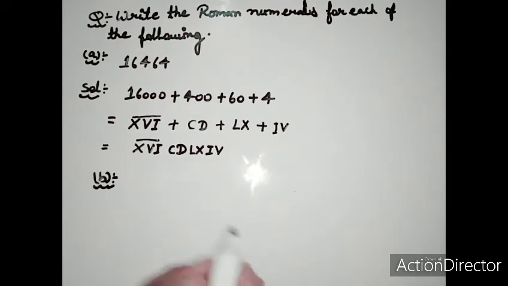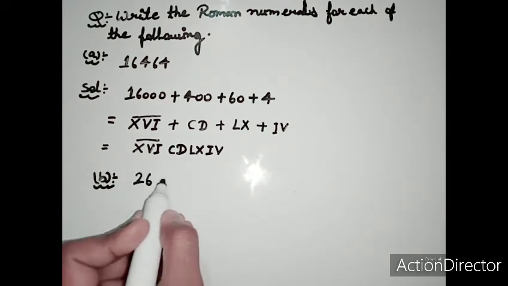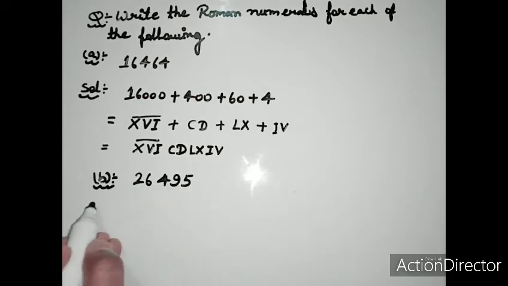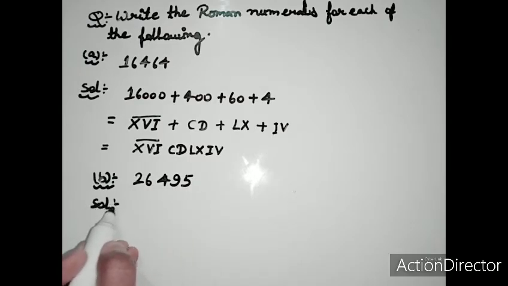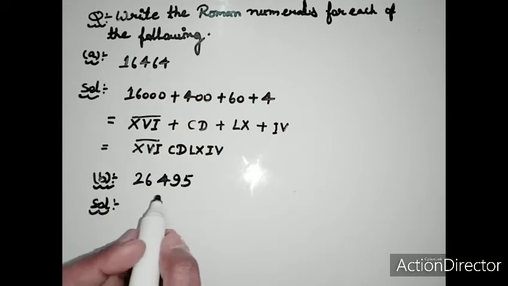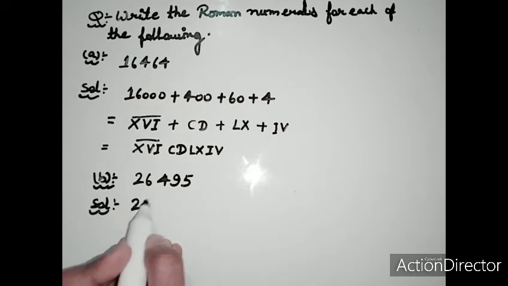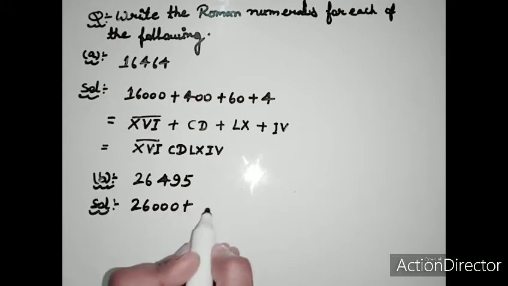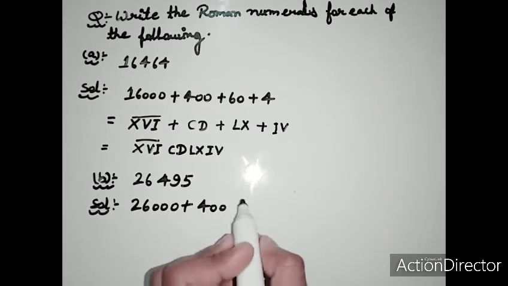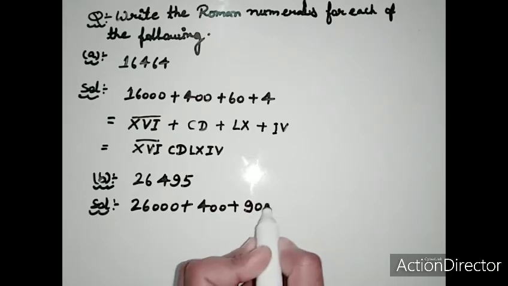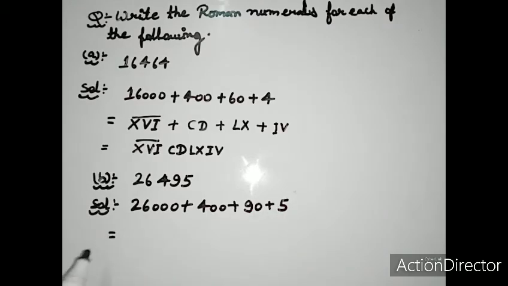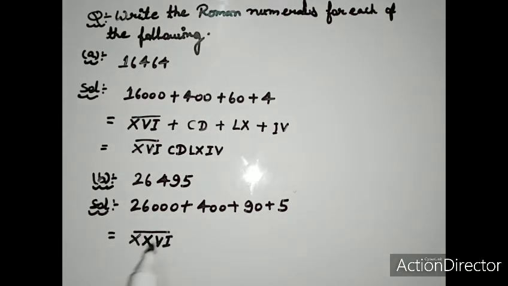Now the next number is 26,495. Now here we first write the expanded form of this number, 26,000 plus 400 plus 90 plus 5. And how do we write 26,000 here? So here first we write 26 as 10, 20 and 6, and here we use a bar on this Roman numeral, so it's 26,000.